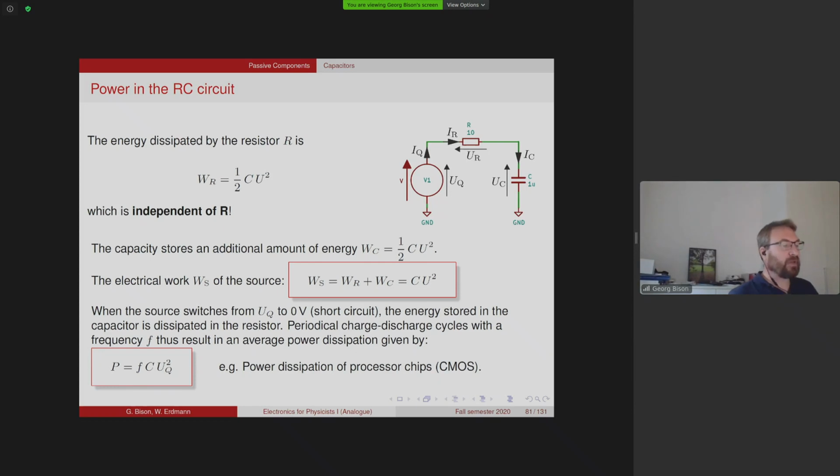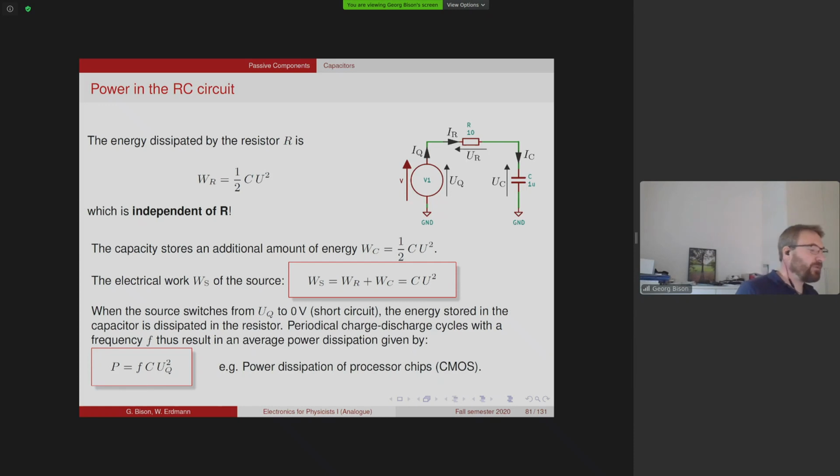And this is a good model for the power dissipation in processor chips, CMOS circuits. And it's the reason why the processors in our computers and smartphones cannot go to very high frequencies, because the power rises linearly with the frequency.